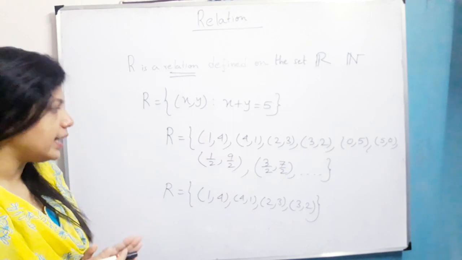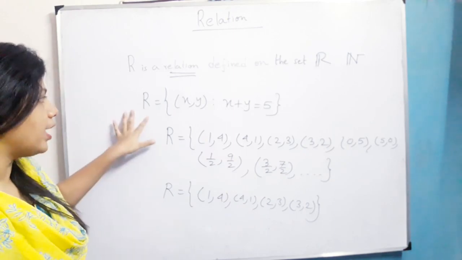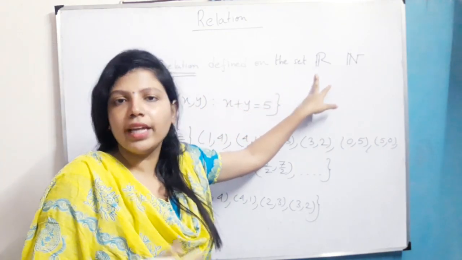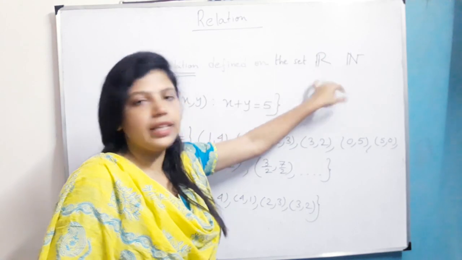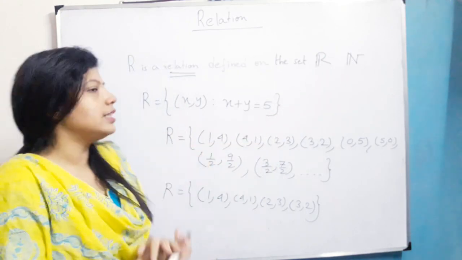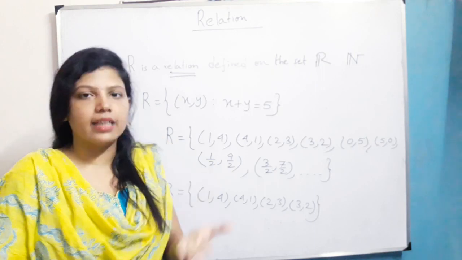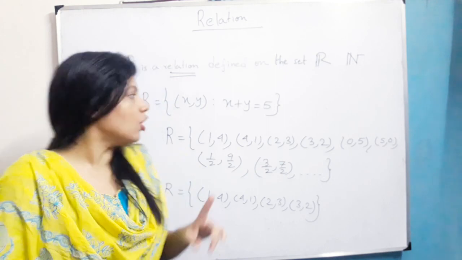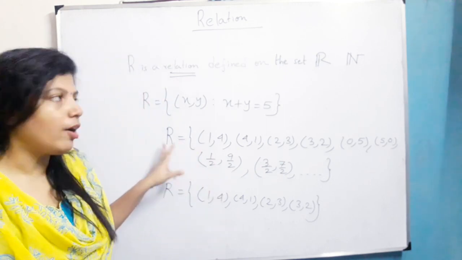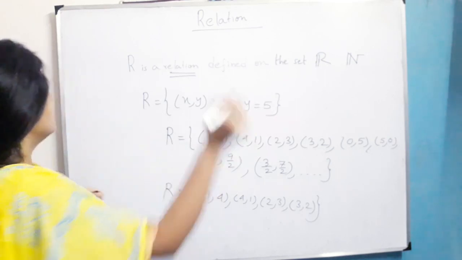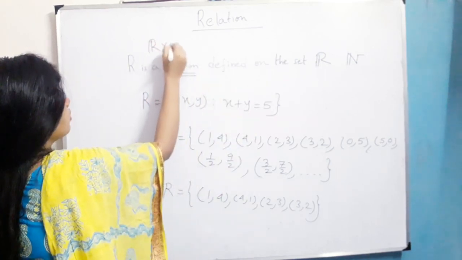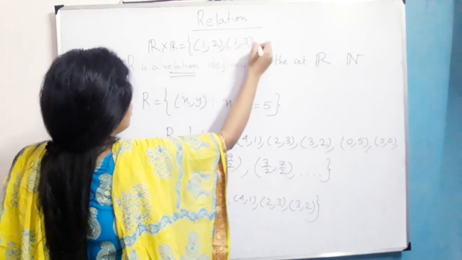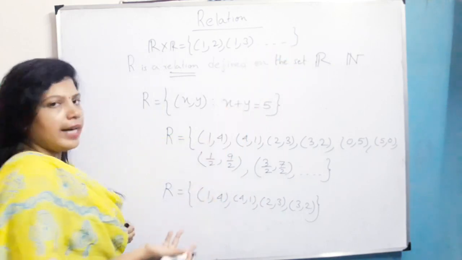So actually a relation is a subset of the Cartesian product, because if I take R cross R, so many elements are there. We know that R is an infinite set. So if I take (1,6), that also belongs to R cross R, but (1,6) does not belong to this relation. If I write R cross R, how many elements are there? Infinite. R cross R means we can take (1,2), (1,3), all of them, infinite. We can't write all of them.